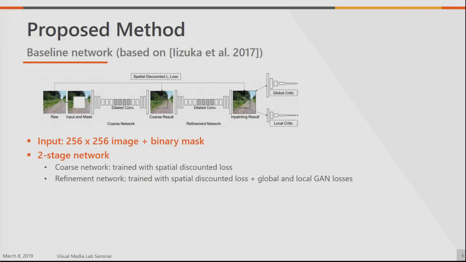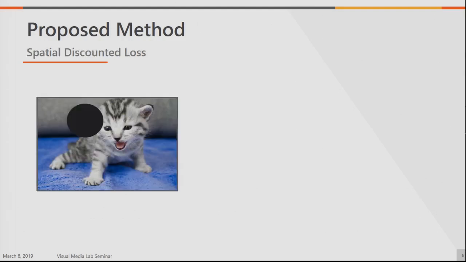And then the first network is trained with the spatial discounted L1 loss, which I will explain later on. And then the second network is trained with this discounted L1 loss and also the 2 critic losses, which I also will talk about later. So first, for the spatial discounted loss.